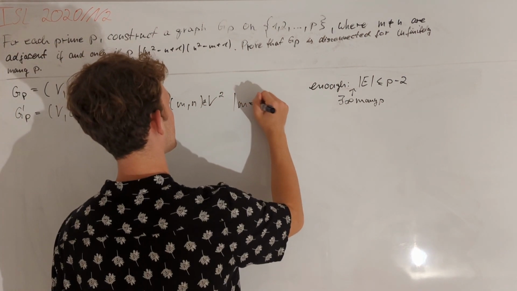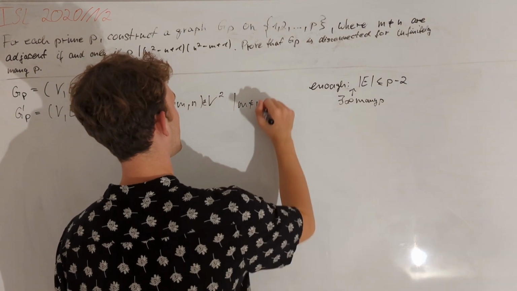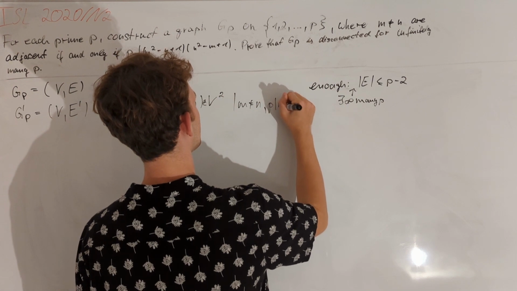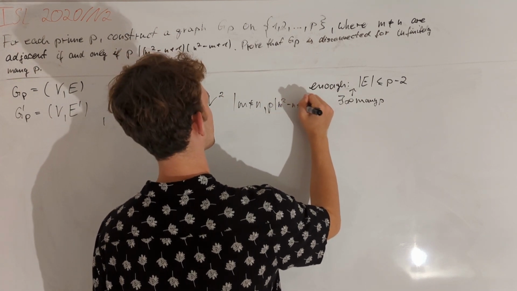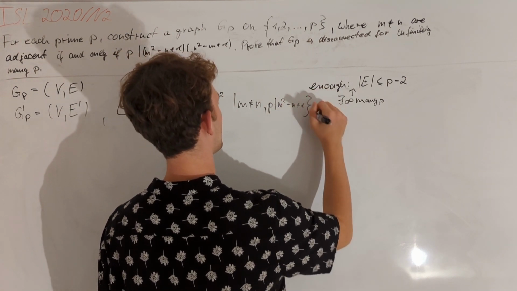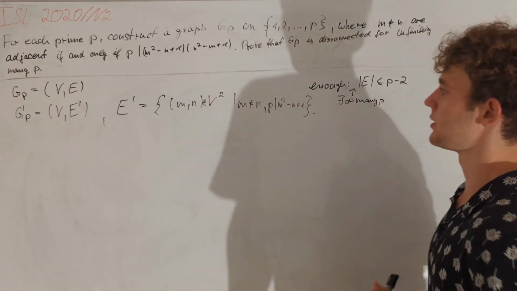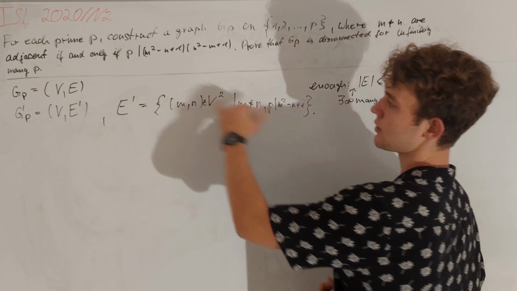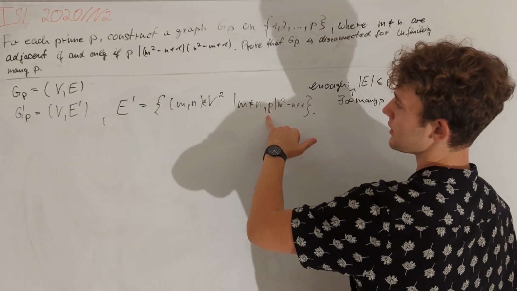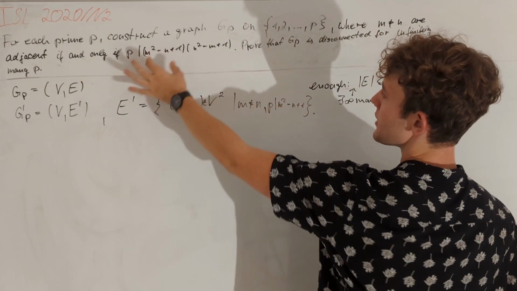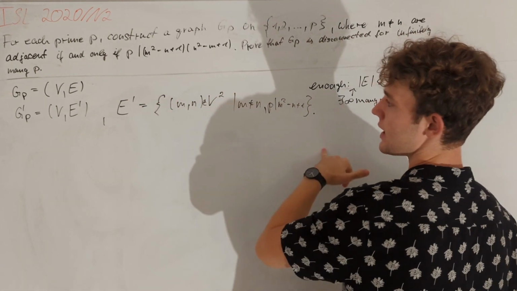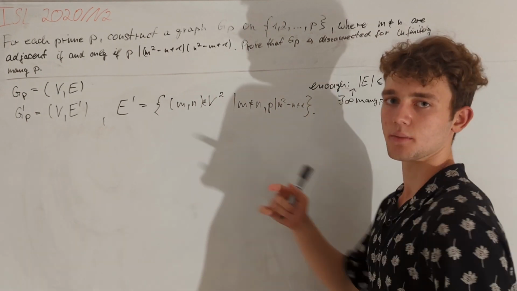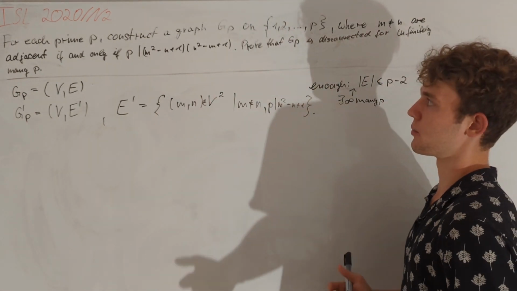First of all, m of course must be not equal to n, but secondly, p divides m squared minus n plus 1. We can check that by this, we always also maintain all of the edges in E, because if this is true, then we get an edge going from M to N in G prime P.